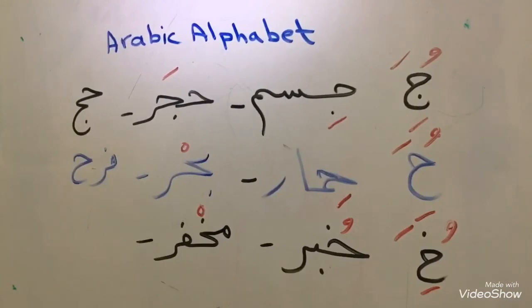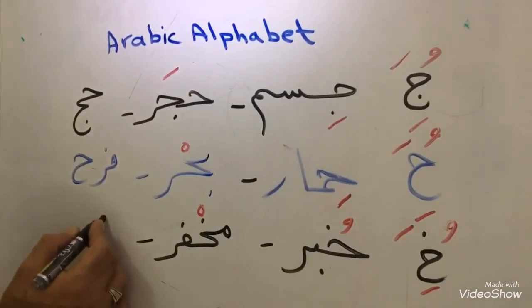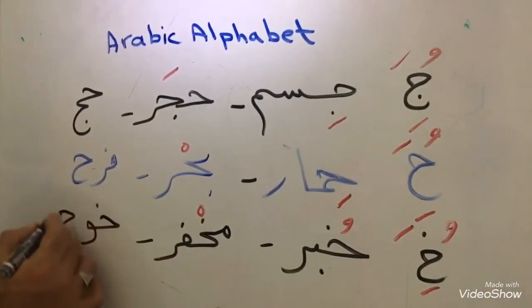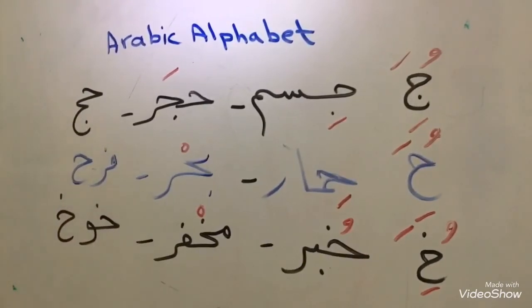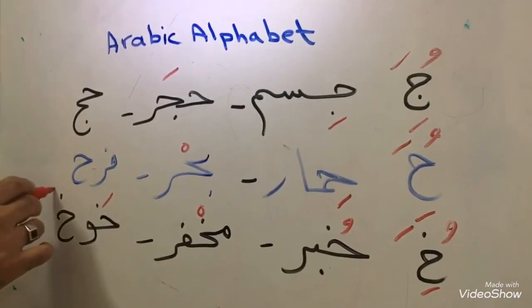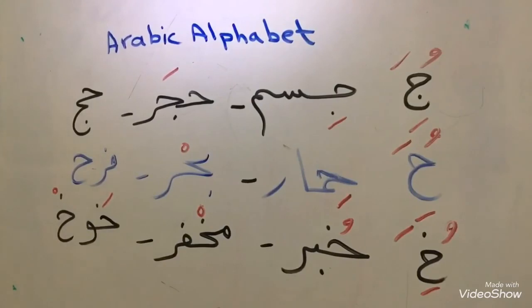An example of kha at the end of the word is khawkh. You can see kha at the end of the word after waw. Khawkh means a kind of fruit, peach. So we notice also that we have kha at the beginning. We stop on kha at the end.